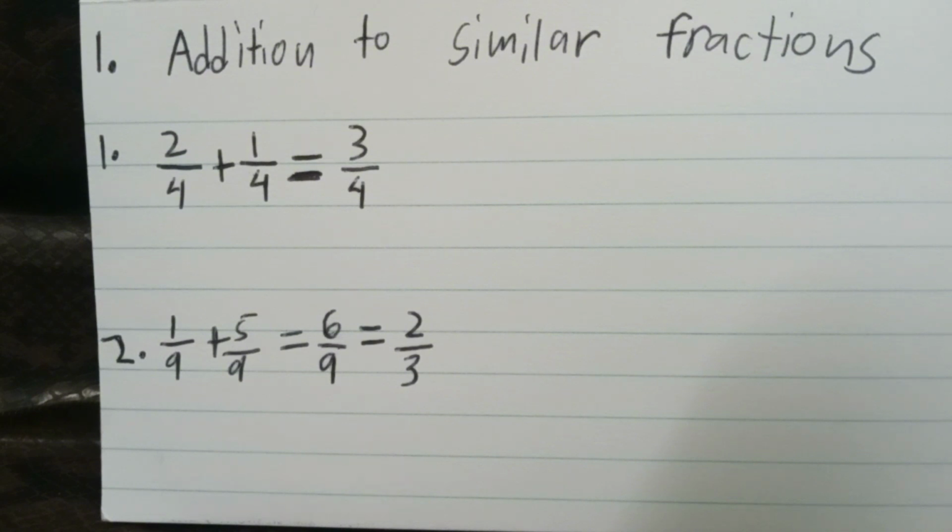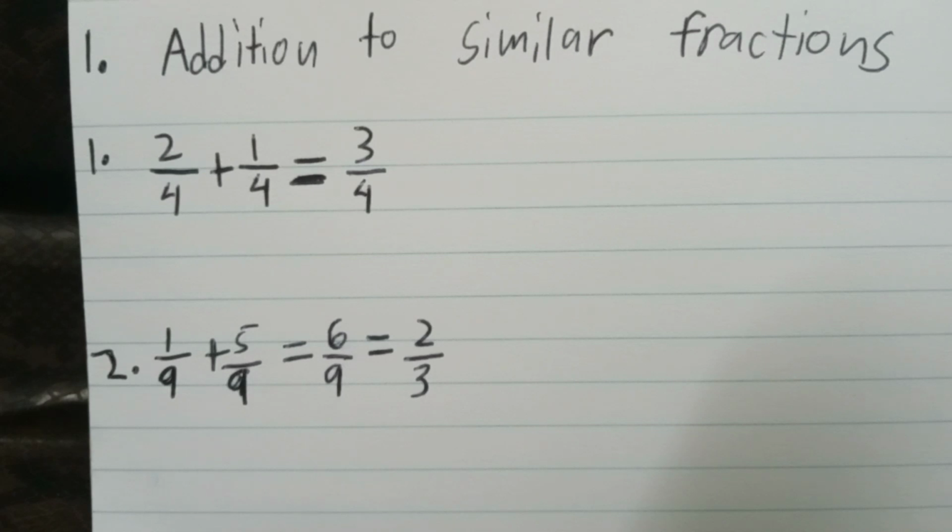So let's start with the first example. So as you can see here in the first example, the denominators are equal. So we just copy the denominator. And then we add the numerators. 2 plus 1 equals 3. So our final answer will be 3 over 4.